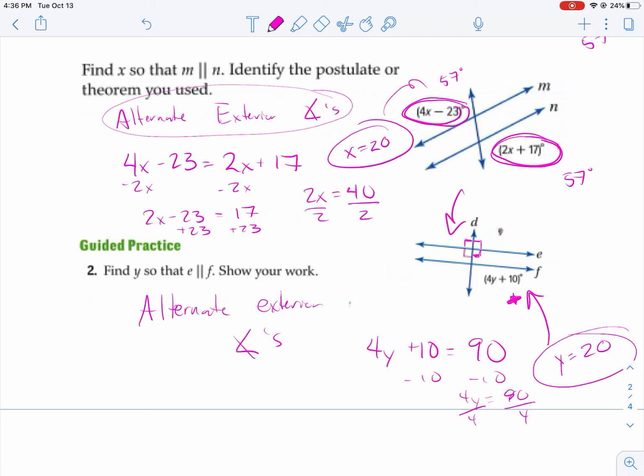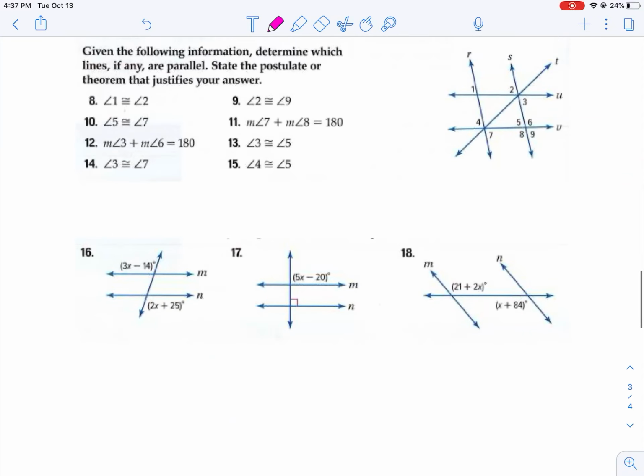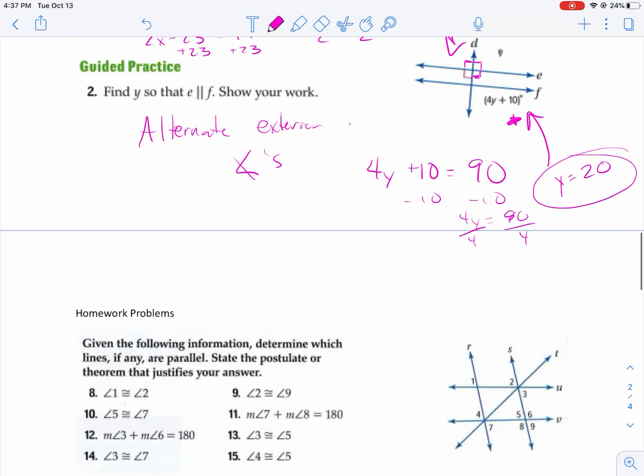So we've just used these angle pair relationships, based off of their congruency, to prove that lines are parallel. So we're kind of working backwards. All right, guys, good luck. And the rest is for homework. We got just a handful of problems there. So good luck, you guys.